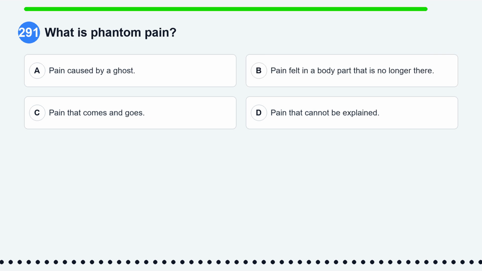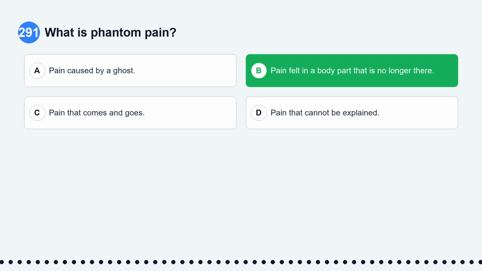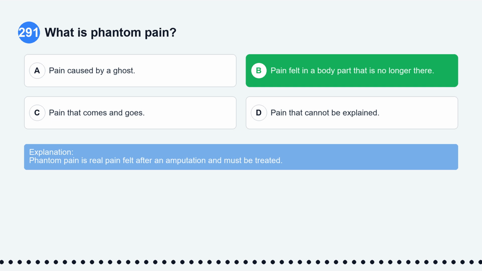Question 291. What is phantom pain? Option A, pain caused by a ghost. Option B, pain felt on a body part that is no longer there. Option C, pain that comes and goes. Option D, pain that cannot be explained. The correct answer is option B, pain felt on a body part that is no longer there. Phantom pain is real pain felt after an amputation and must be treated.